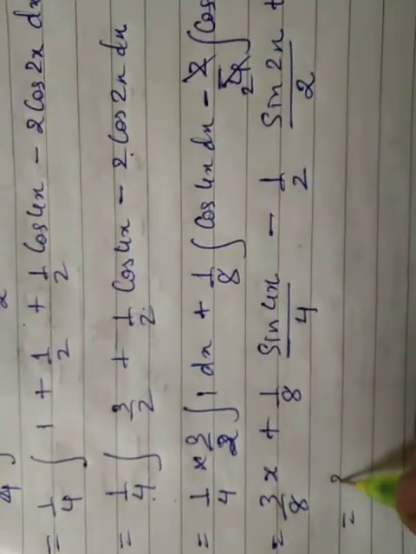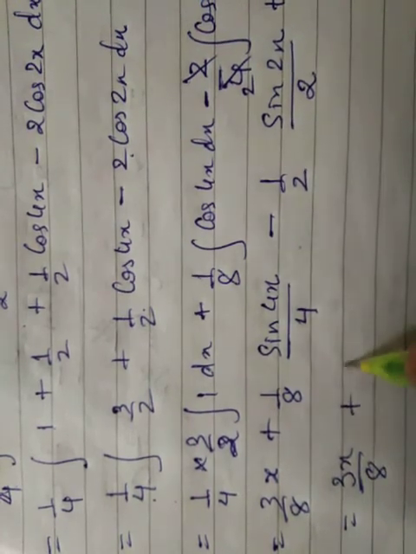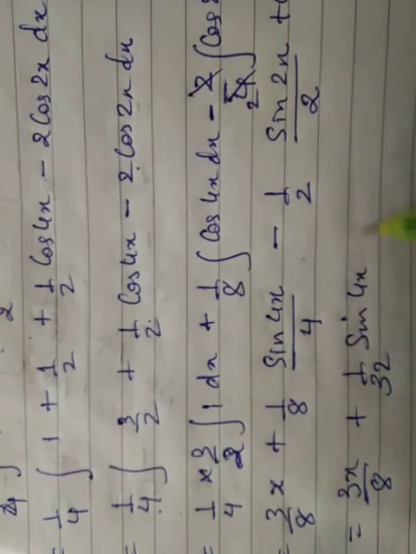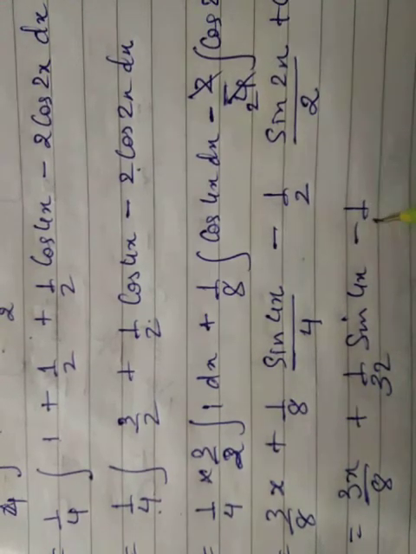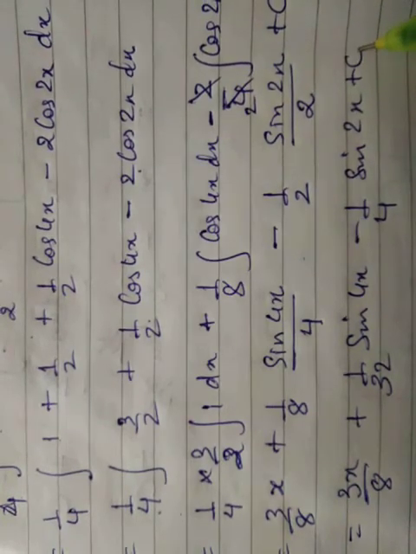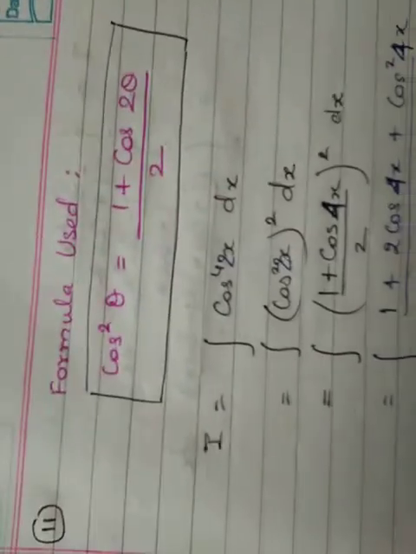So therefore my final answer becomes 3x upon 8 plus 1 upon 32 into sine of 4x minus 1 upon 4 into sine of 2x and plus c. Now further, that is question number 11, we'll move on.